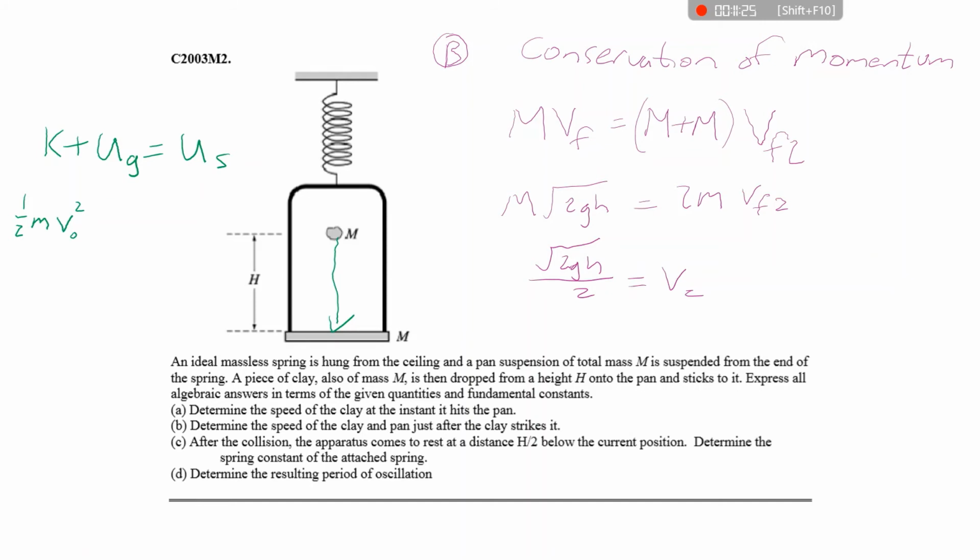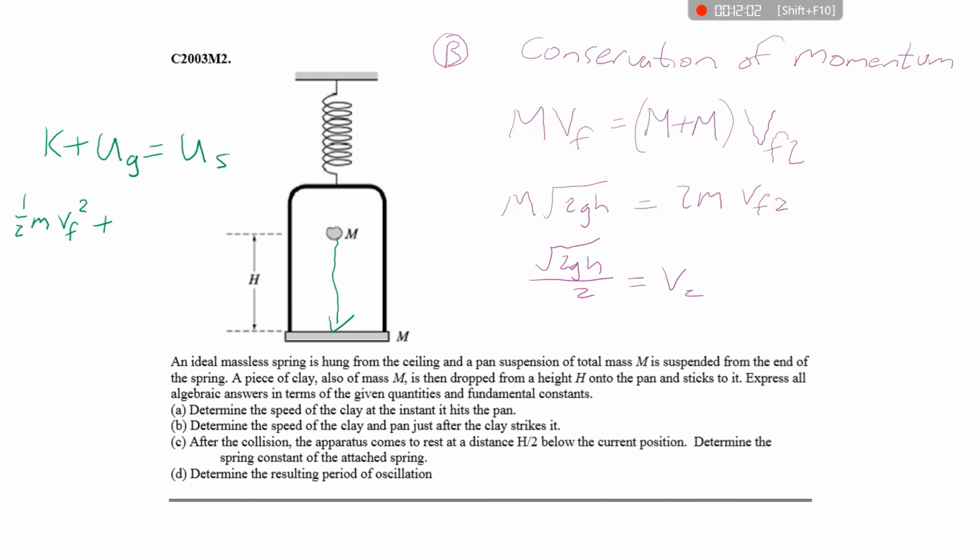Plus mgh. I don't think this should be before we hit the pan. I think this needs to be after, because then we're going to have both of our masses combined. So we need kinetic energy immediately after we hit the pan. Then we still have potential energy for those two masses though, 2m. Okay, so I'm going to go back. This is VF then.